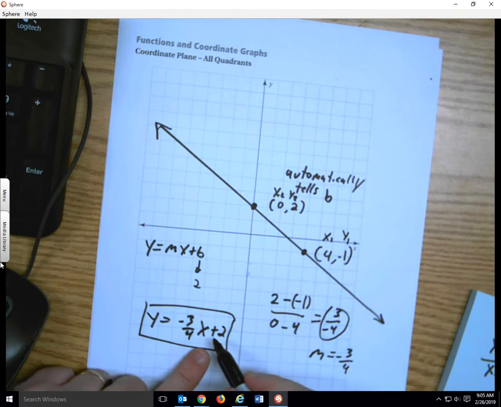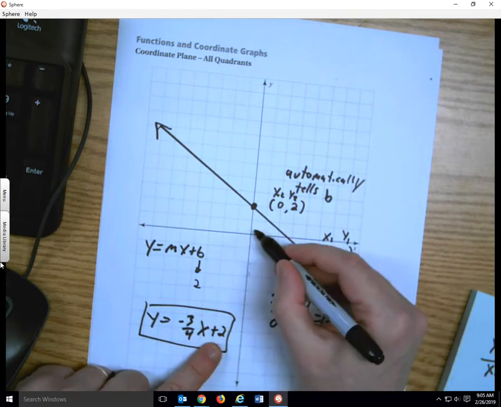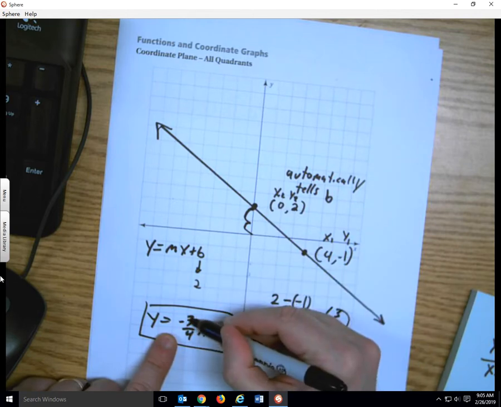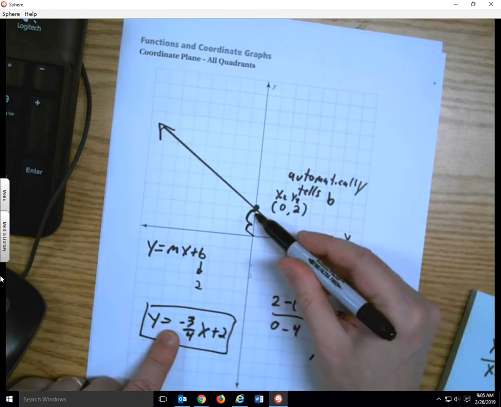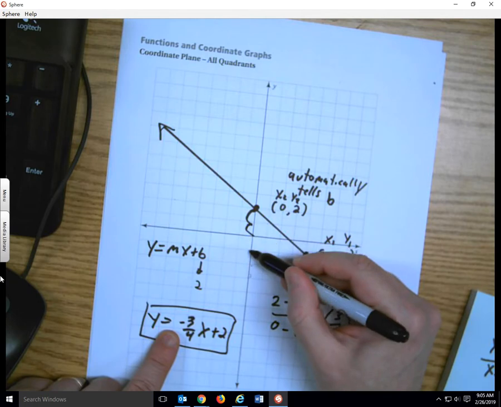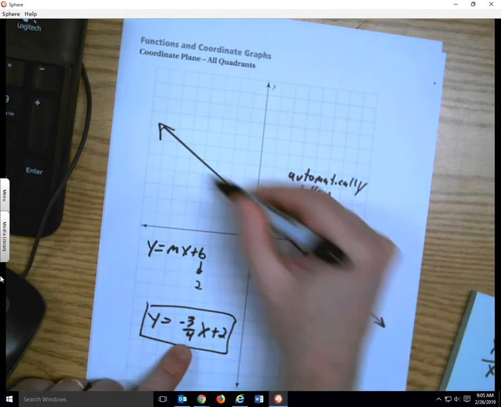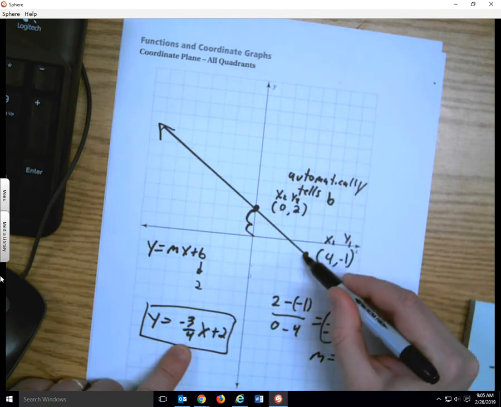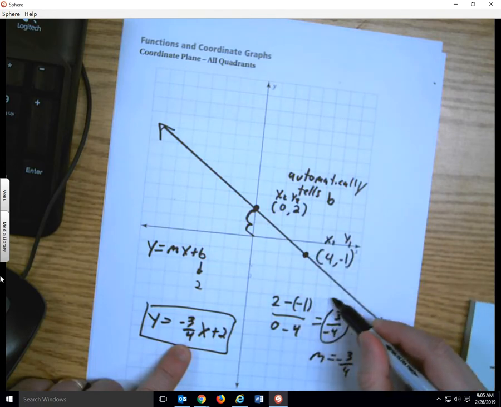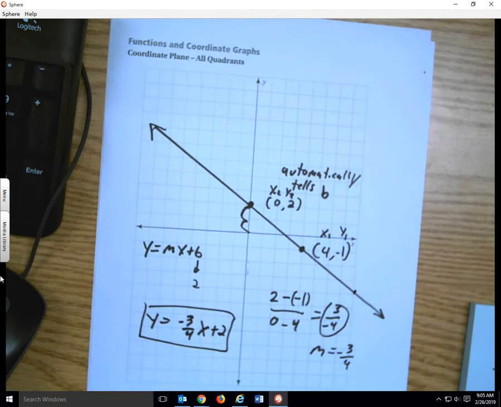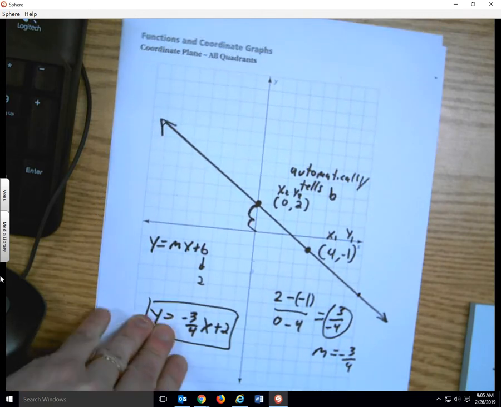If we were going backwards and graphing this, we would start at 2. So 1, 2. And then we'd do rise over run. But since it's negative, we would go down. So we go down 3. 1, 2, 3. And we would run 4. 1, 2, 3, 4. We'd put our dot, and then we would have a line. We could do it again. 1, 2, 3. 1, 2, 3, 4. It's still on the line. So we could check it to make sure that we are correct. Great.